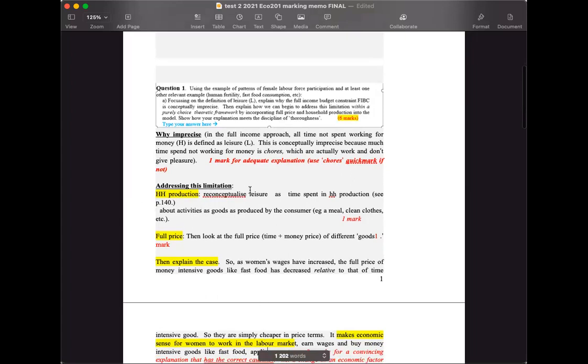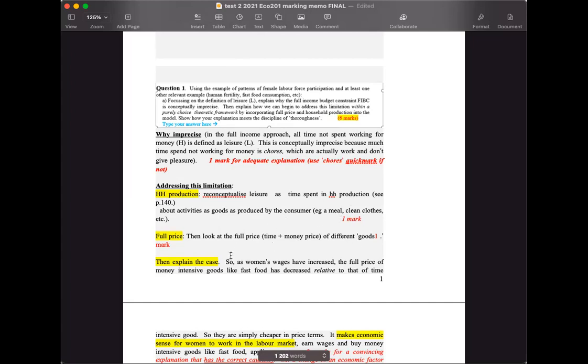Then moving on to the second point, you had to discuss household production. So reconceptualizing leisure as time spent in household production. This is where you look at page 140. Then you talk about the different activities as goods produced by the consumer. So a meal, clean clothes, etc. You get your other mark for this. Then talking about the full price. So you won't get the mark by just saying full price. Okay, what about full price? You get what I'm saying? So based on that, you have to talk about the time and money price of different goods. That's where you get your mark.